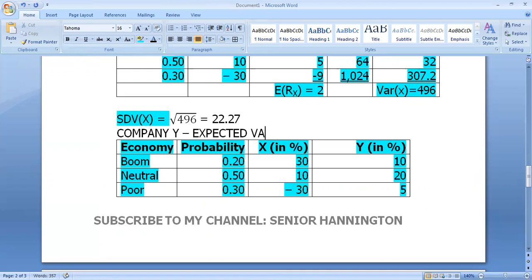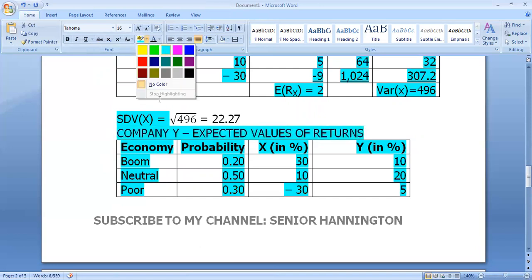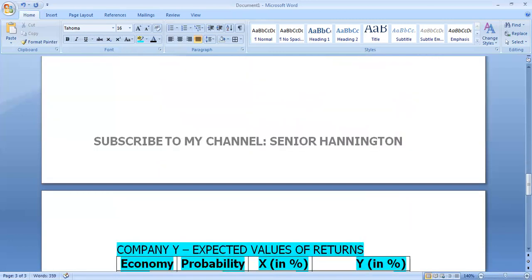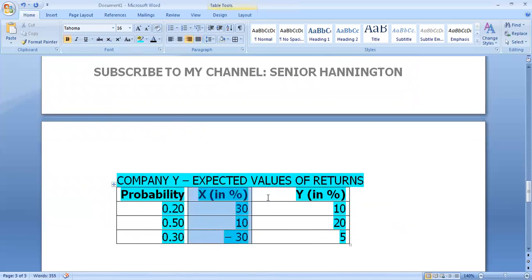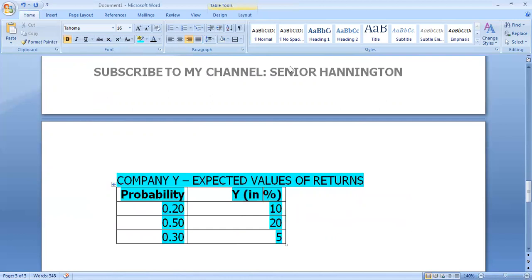Expected values of returns, company Y. We want to see how we can calculate that. To calculate our expected value, we simply need the probabilities with the outcomes. Those are the returns of company Y.